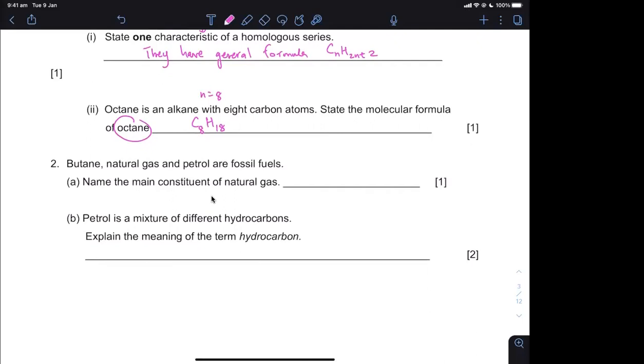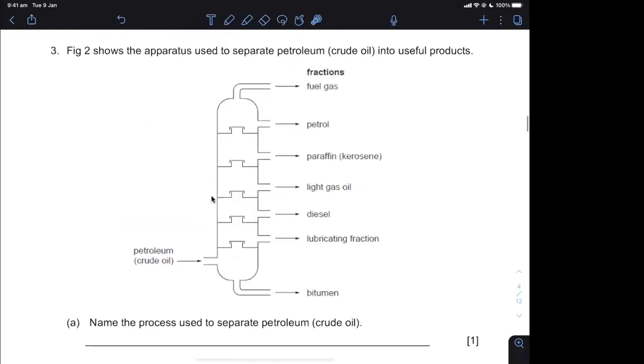Name the main constituent of natural gas. Natural gas is a fossil fuel. I have no idea. I would have thought that it's butane, okay? But I think it is butane because natural gas contains mainly butane. Hydrocarbon, as I mentioned earlier, is a compound containing hydrogen and carbon only. So very, very important. They like to ask you a definition like that: a compound containing hydrogen and carbon atoms only.